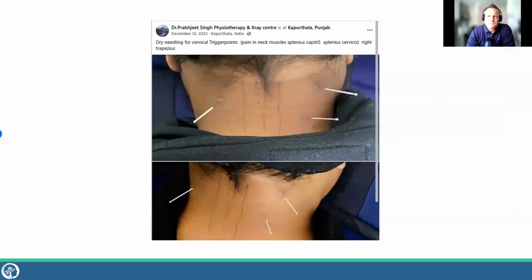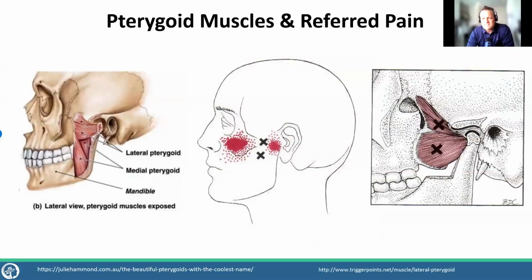Here's an example of some dry needling that I saw on social media, and the doctor was trying to identify, well, here's your different parts of your anatomy and your cervical spine, and here's the different muscle groups. Kind of fun. This is an odd muscle group I want to talk about. It's called the pterygoid muscles.